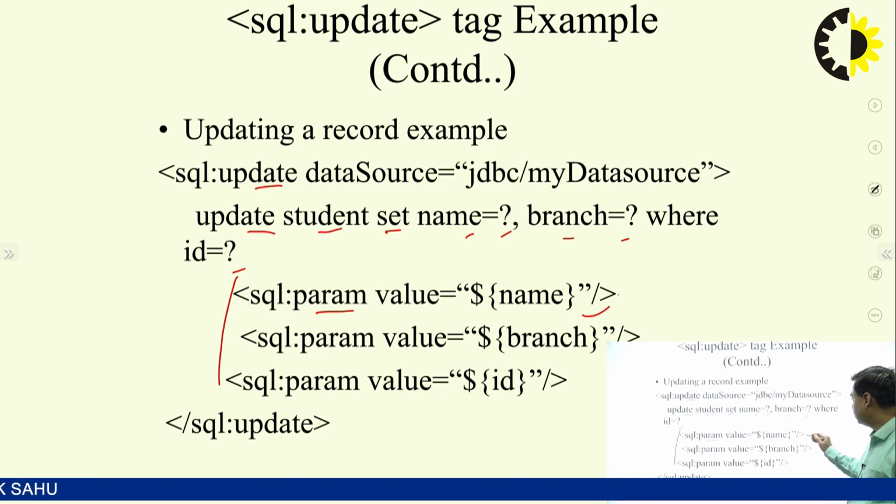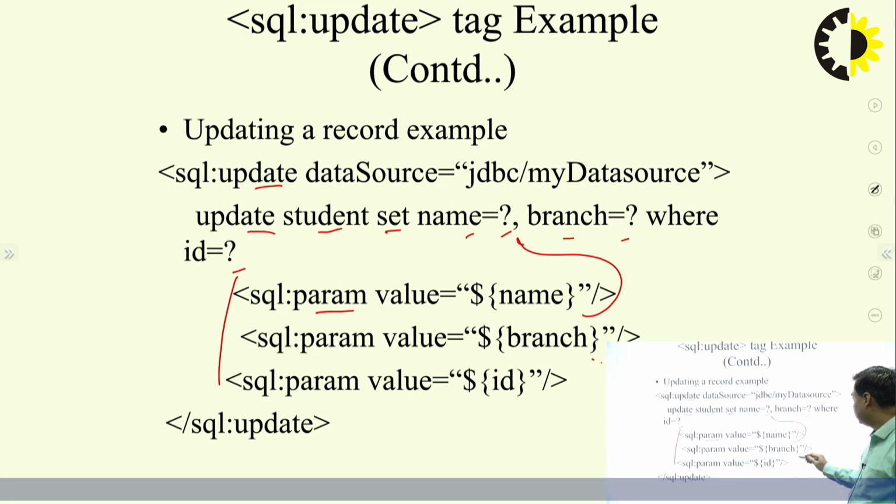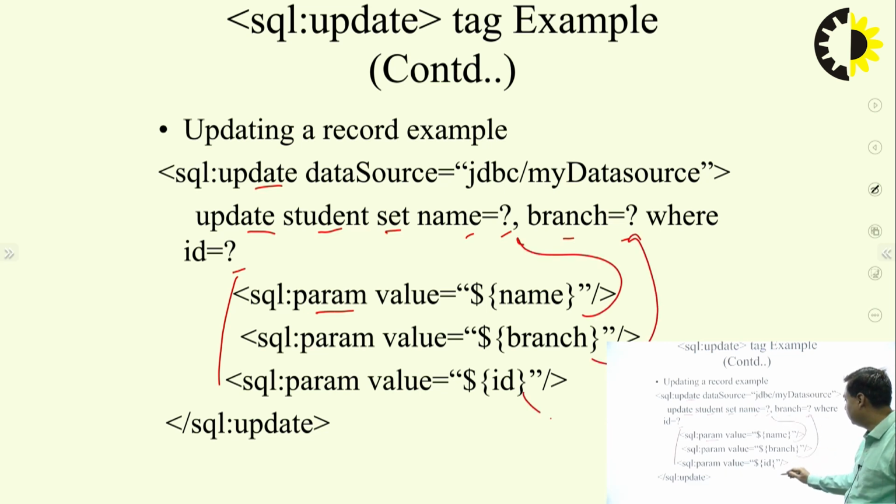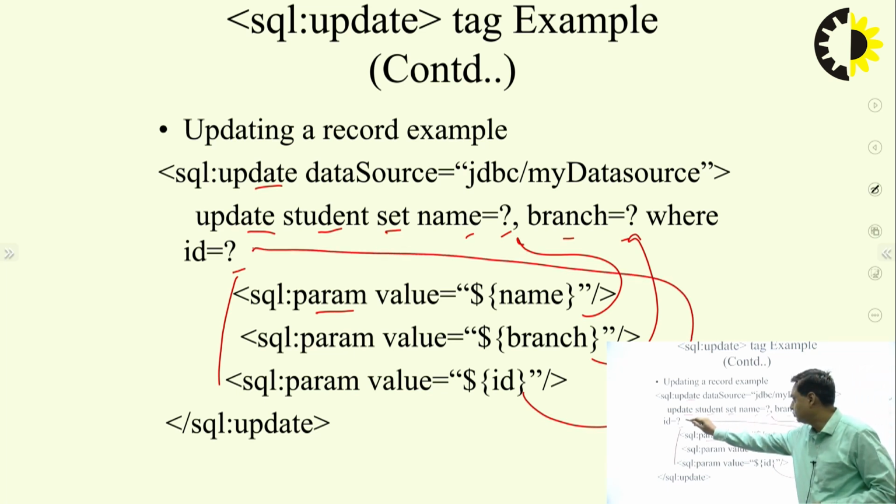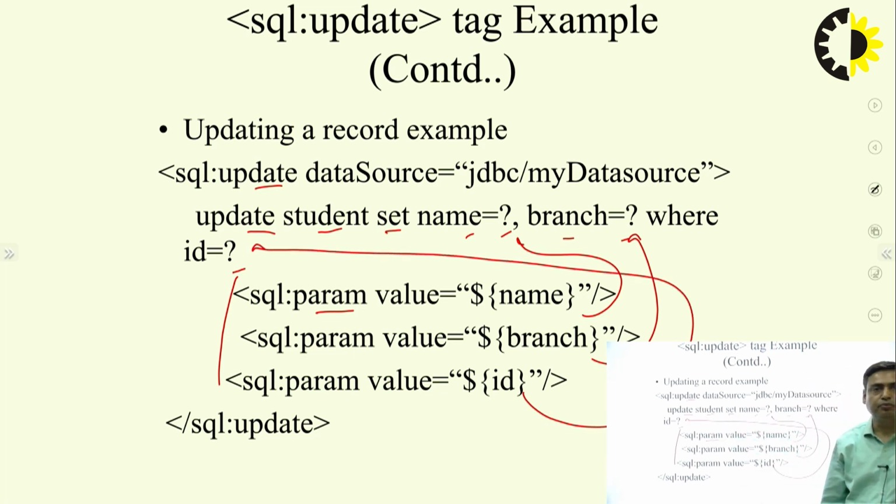All this value will be evaluated. Name will go here, branch will go here, and ID will be stored here. So this value will be populated automatically in these variables, and the SQL query is executed.